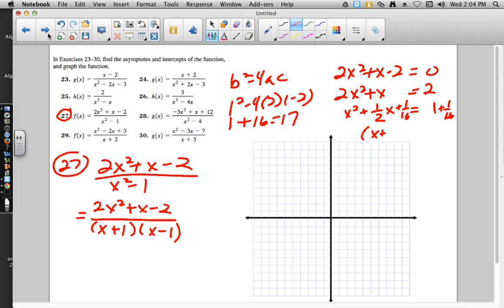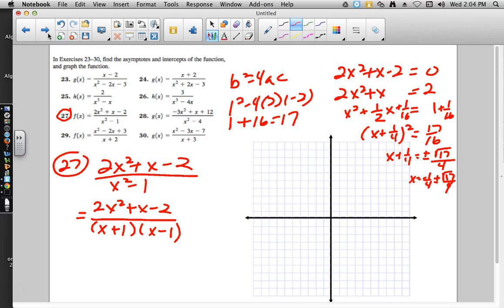So this is x plus 1/4 squared, b over 2, so 1/2 divided by 2 is 1/4, equals, well, 16 over 16 is 1, so this will be 17/16. Then x plus 1/4 equals plus or minus the square root of 17 over 4 by taking the square root, and x will equal negative 1/4 plus or minus the square root of 17 over 4. So we have 2 of them there that we would just go ahead and punch into the calculator.